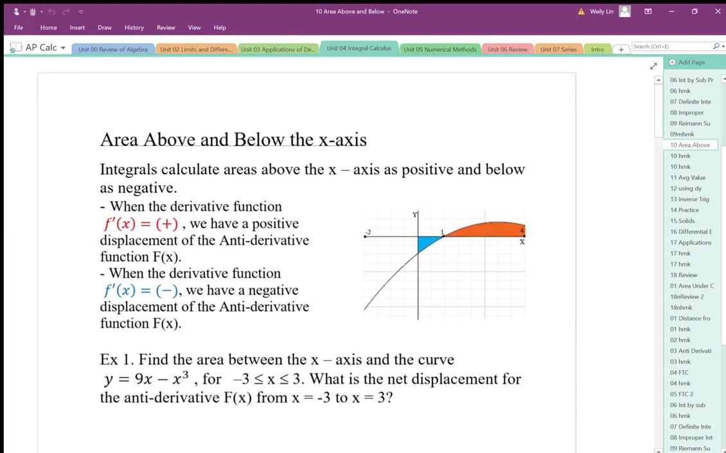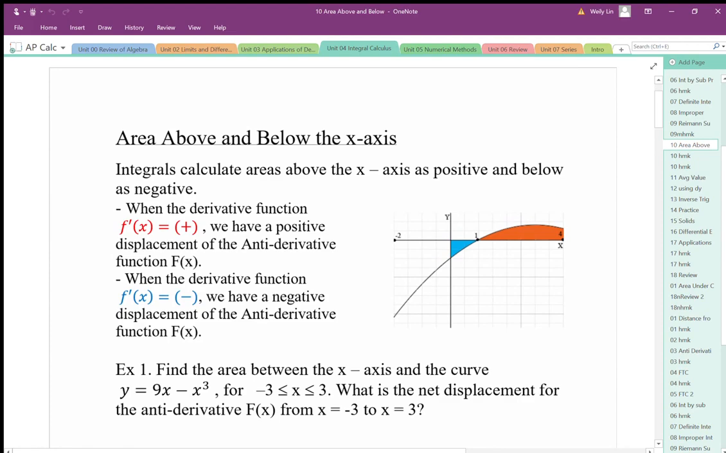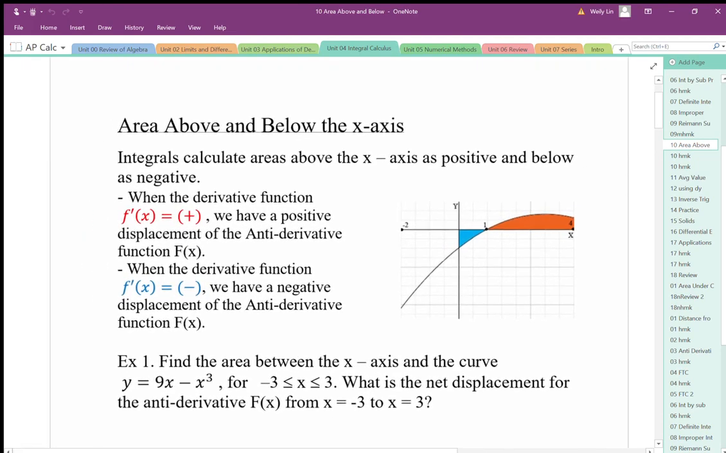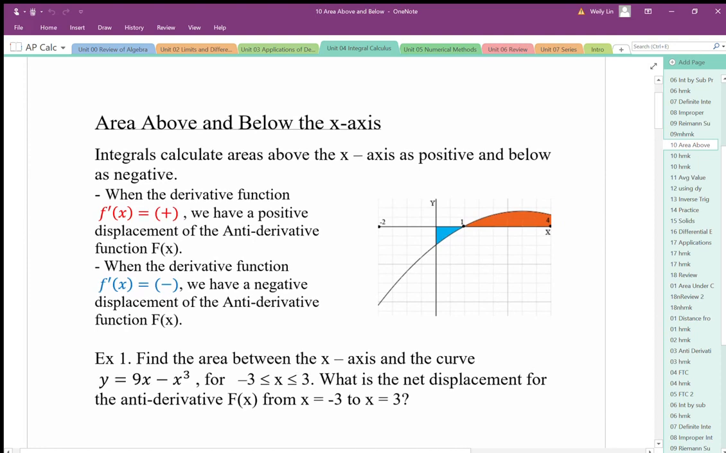So this next video is looking at calculating areas above and below the x-axis. Just basically speaking, the area above the curve, above the x-axis, is when the derivative function is positive. So imagine a positive velocity. That's going to give us positive area or positive displacement.